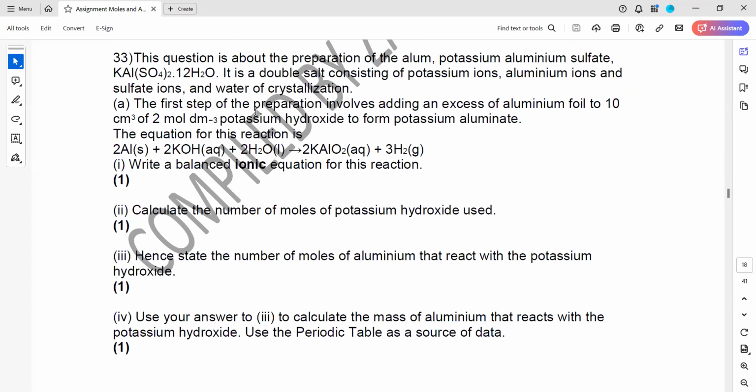The first step of the preparation: add an excess of aluminium foil to 10 cm³ of 2 mol per dm³ potassium hydroxide. Write the balanced ionic equation. If you want to write an ionic equation, we cancel out the common ion in aqueous. For solid, liquid, and gas, we write them as they are. If a substance is a solid or a liquid or a gas, we don't change that. And for aqueous, we just cancel out the common ion in the aqueous one.